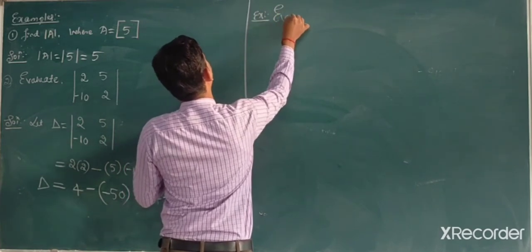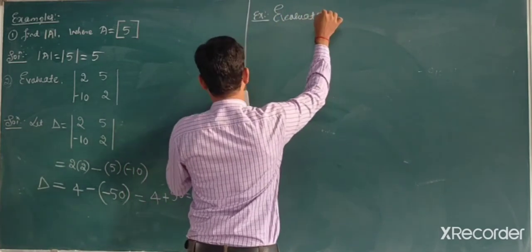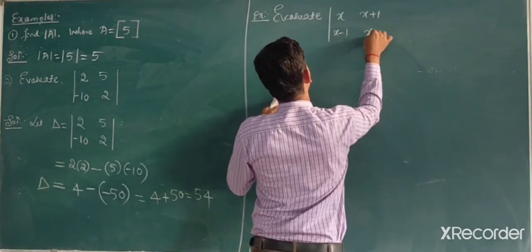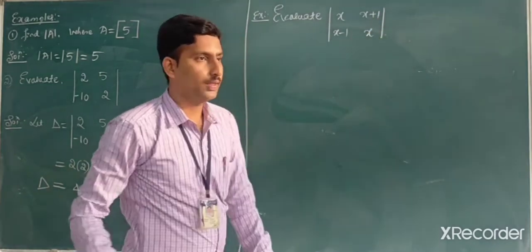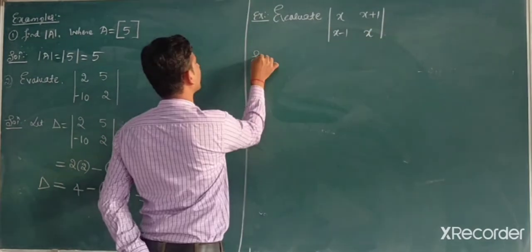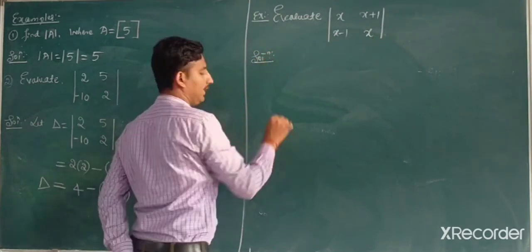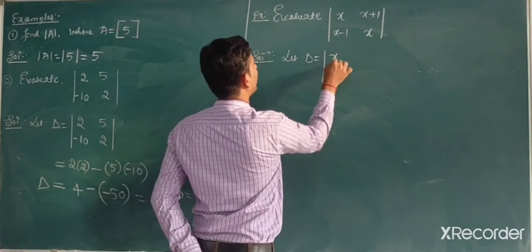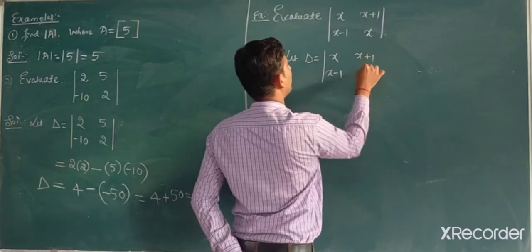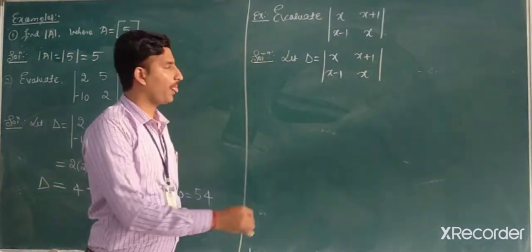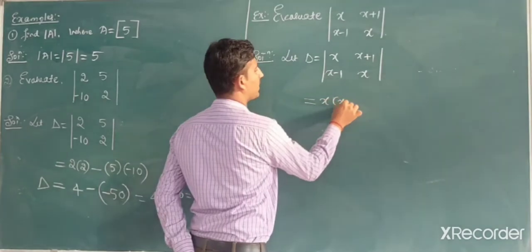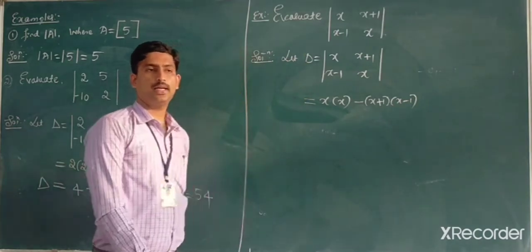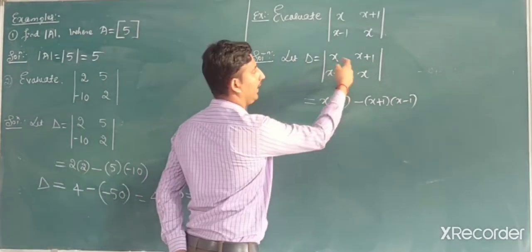Example, evaluate the determinant with rows x minus 1, x plus 1, and x. Solution. Let delta be equal to that determinant. Which is equal to x into x minus x plus 1 into x minus 1. Correct? x into x, AD minus BC.